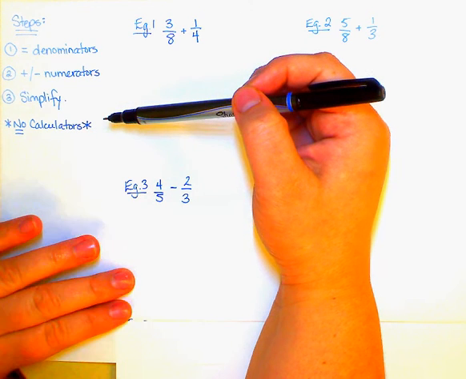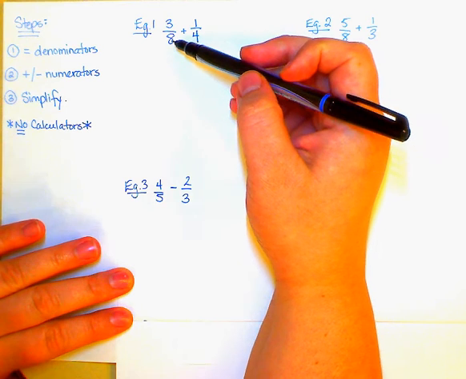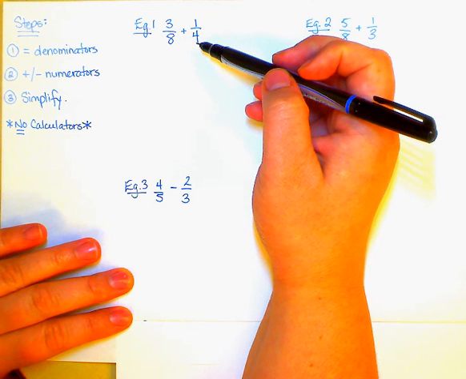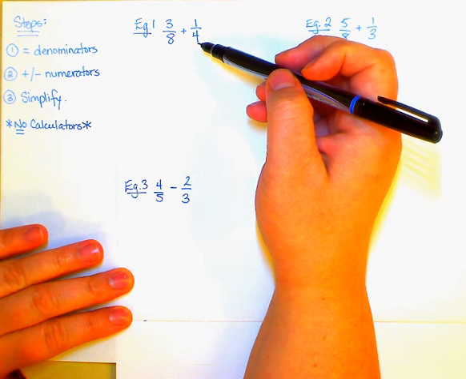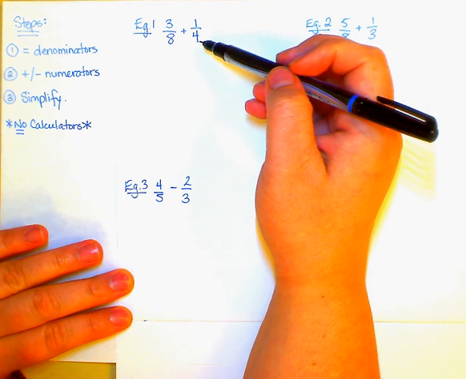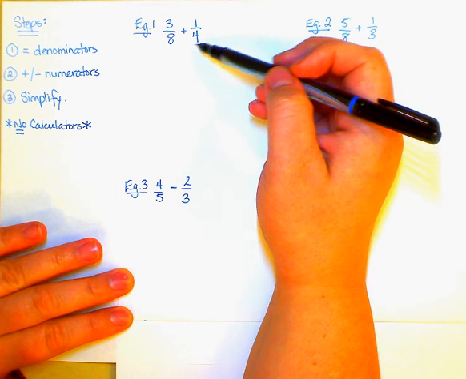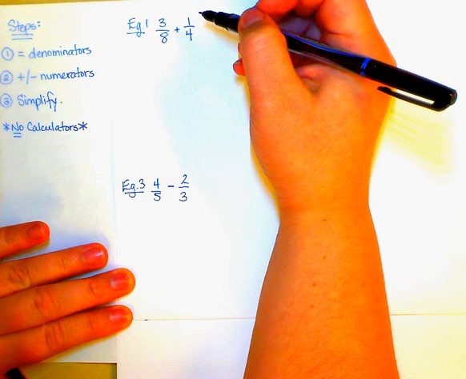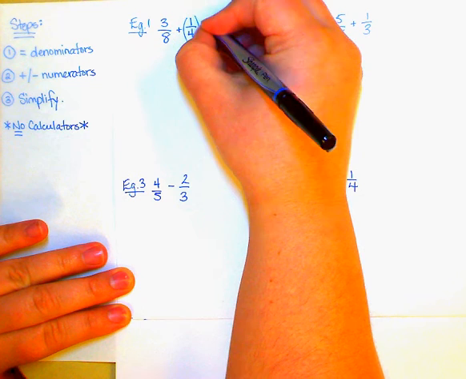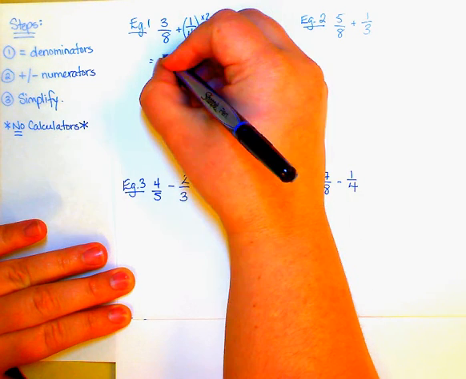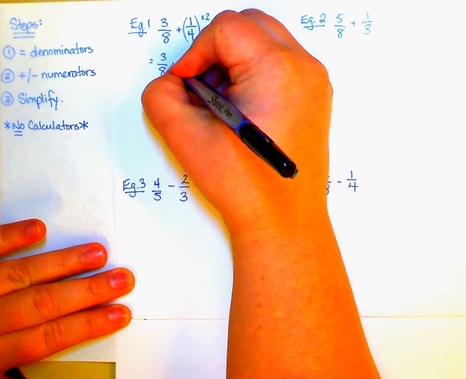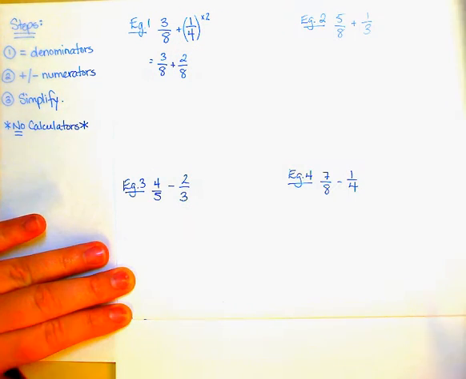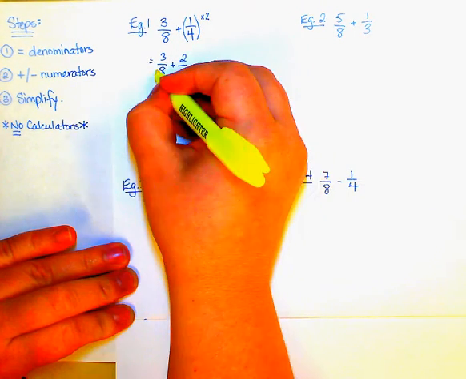So let's take a look at example 1. Example 1, I have 3/8 plus 1/4. So I have an 8 and a 4 as my denominators, which are not the same value. But I know 4 goes into 8. I multiply 4 by 2, I end up with 8. So we're going to multiply this second fraction by 2. So now I'm left with 3/8, which stays the same, plus 1 times 2 is 2, 4 times 2 is 8. Perfect. Now I have 3/8 plus 2/8.